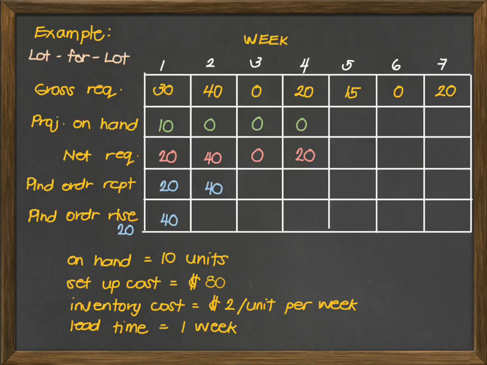We are planning to have a receipt of these orders in the same week, which is the 4th week, but we will be releasing the order in the 3rd week. So, again, just follow the same steps. So, 15 units is our net requirement.